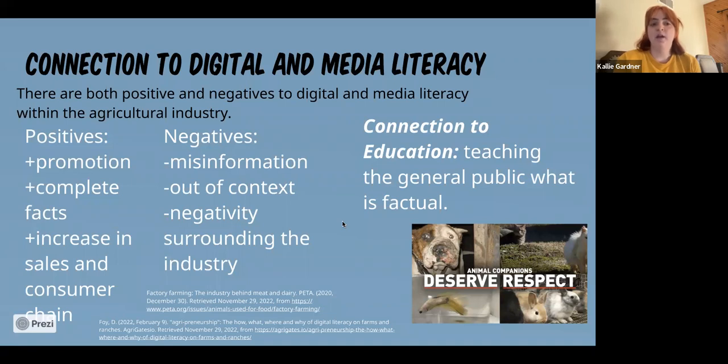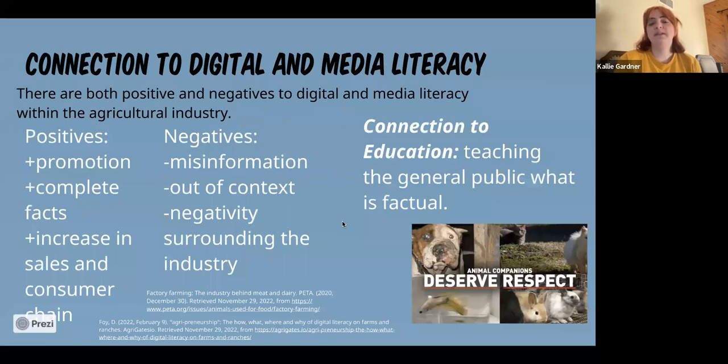Complete facts. You're getting your facts straight from the source. The increase in sales in consumer chain. This has to do with promotion. The more that you are able to use your digital media literacy, the more increase that you can have in selling your crops or selling your water treatments to the consumers.